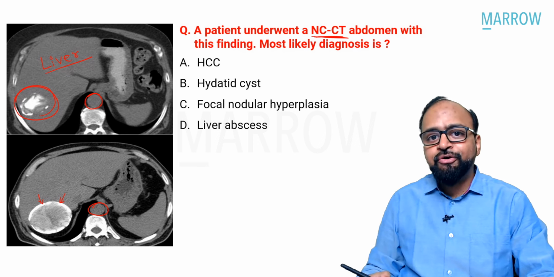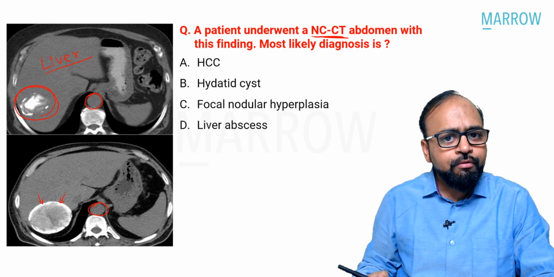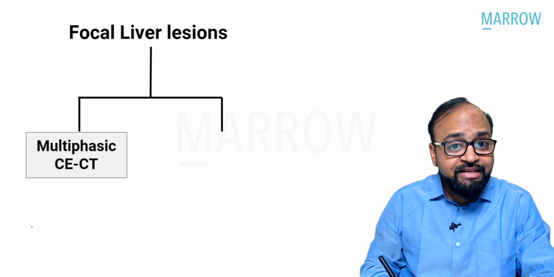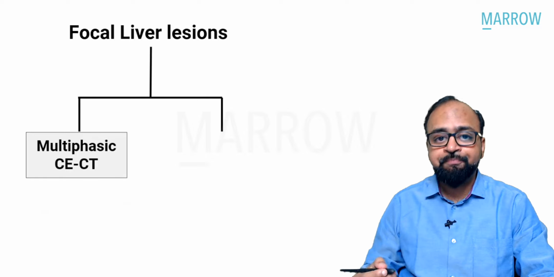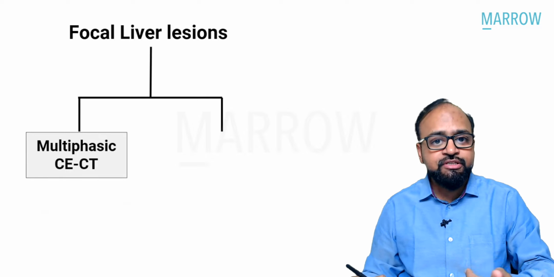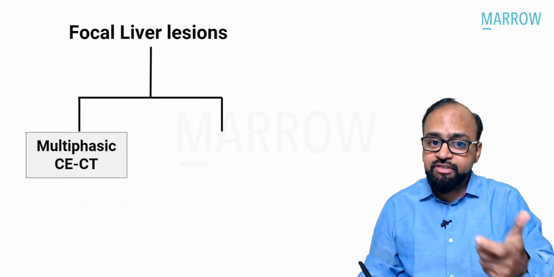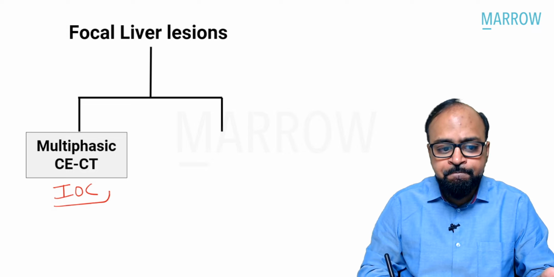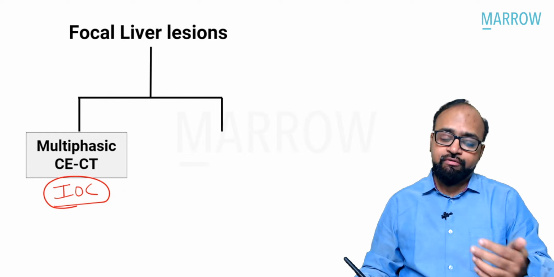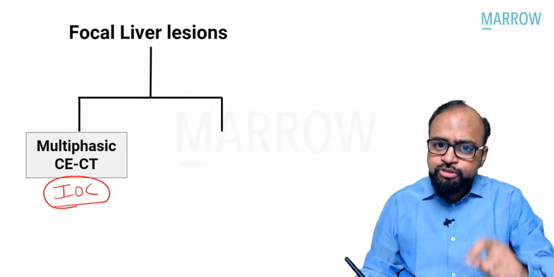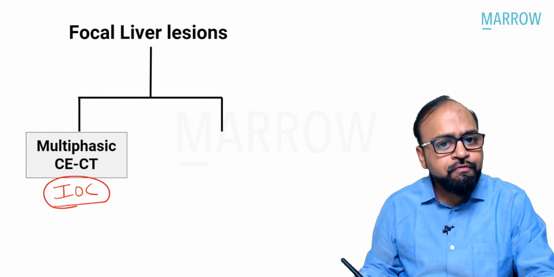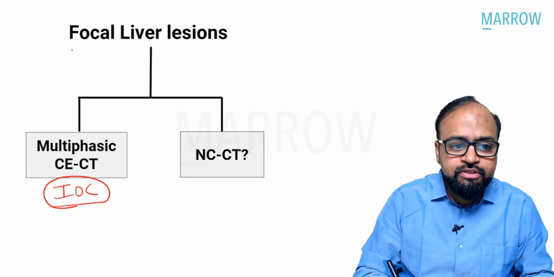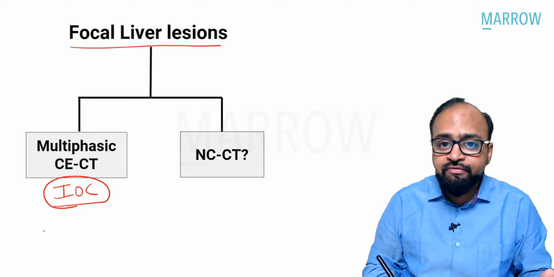If you think of the diagnosis of focal hepatic lesions, remember that multiphasic contrast enhanced CT, where we take images in the arterial phase, portal venous phase and delayed phase, is the investigation of choice for almost all focal liver lesions. Is it possible, however, to make a diagnosis of a focal liver lesion on a non-contrast CT? For all focal liver lesions, what is the investigation of choice? We have discussed it is multiphasic contrast enhanced CT.